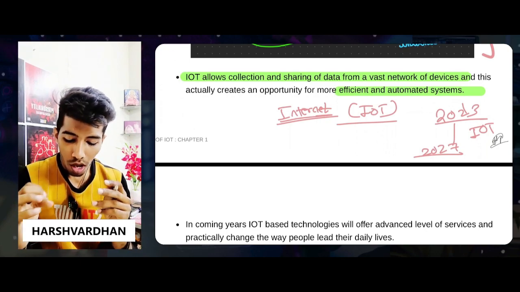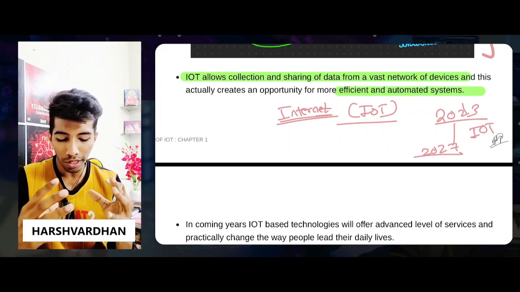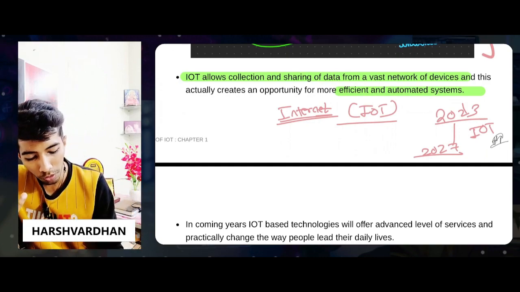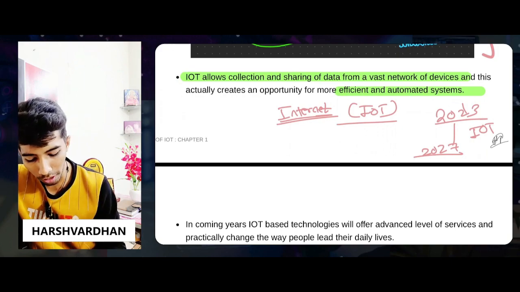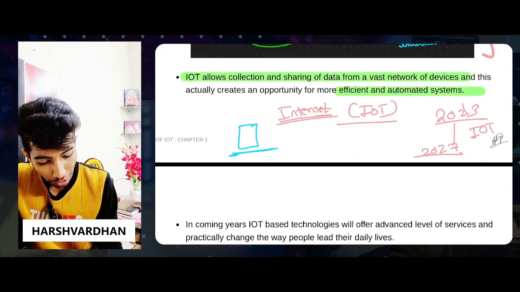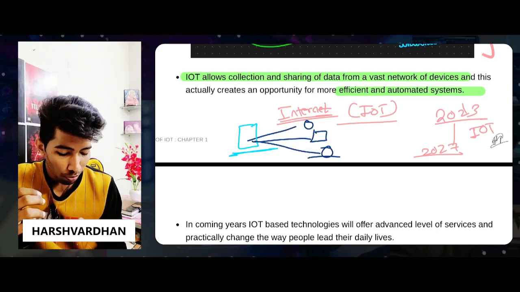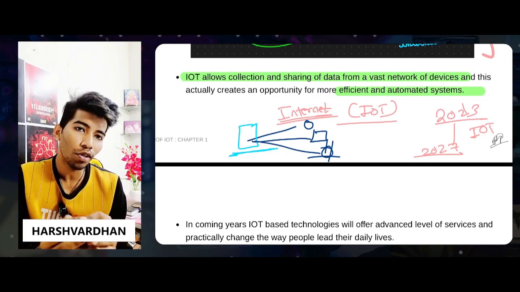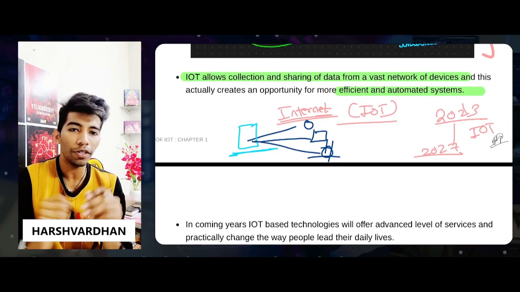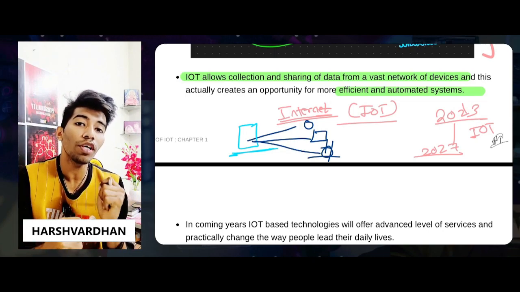Now let's see. IoT allows collection and sharing of data from a vast network of devices, and this creates an opportunity for more efficient and automated systems. Because when we talk about sharing, suppose this is my mobile phone and I want to share information through this mobile phone to lights, TV or smart watches. Then what will I be using? I will be using IoT technology for doing that. So IoT helps us in sharing data over a vast network of devices, and this creates an opportunity for efficient automated systems.